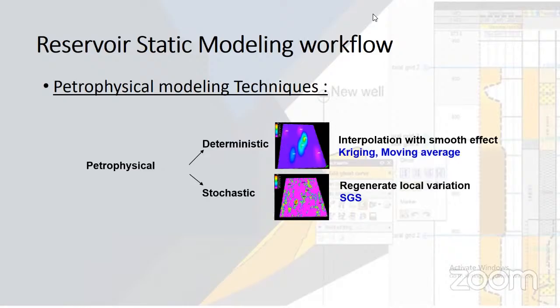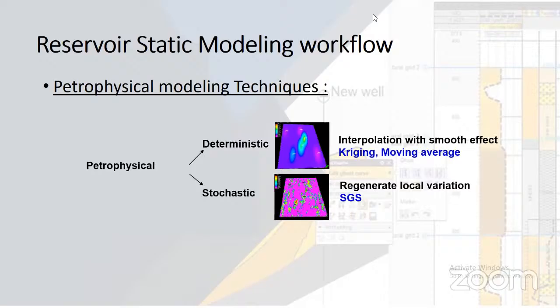Stochastic means that you will use some statistical algorithms like Gaussian simulation and so on to distribute the porosity, or the V-shale, or the saturation, or any kind of property that you want to distribute using the stochastic.